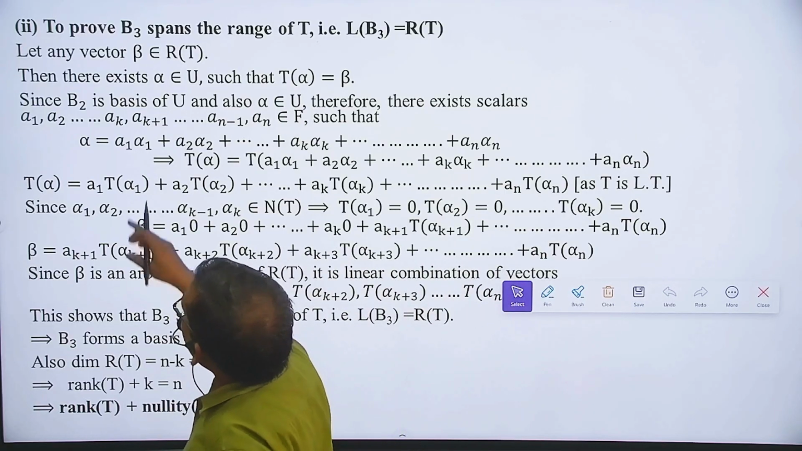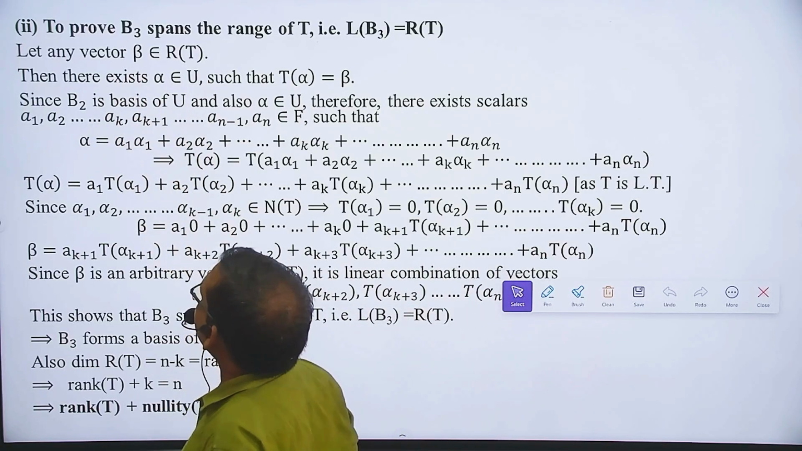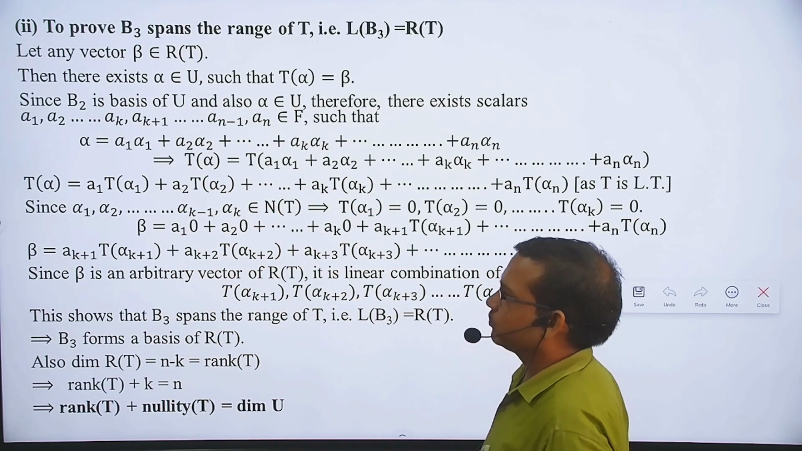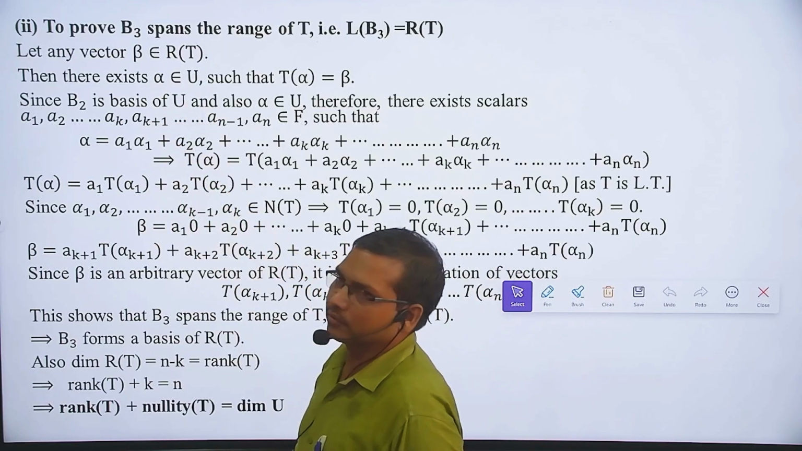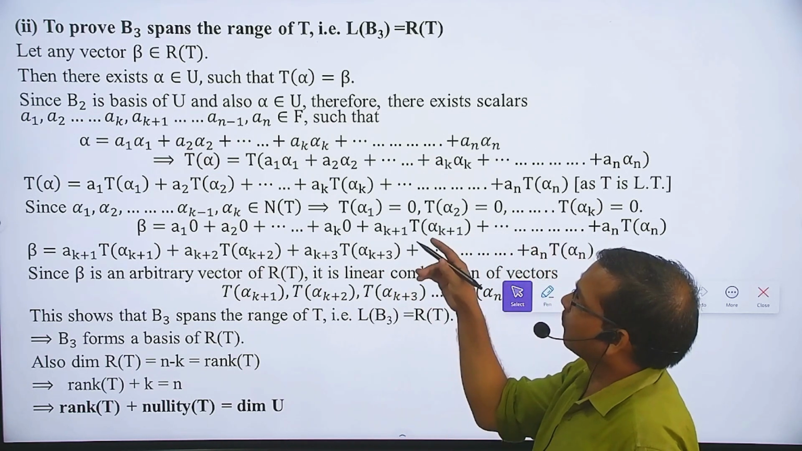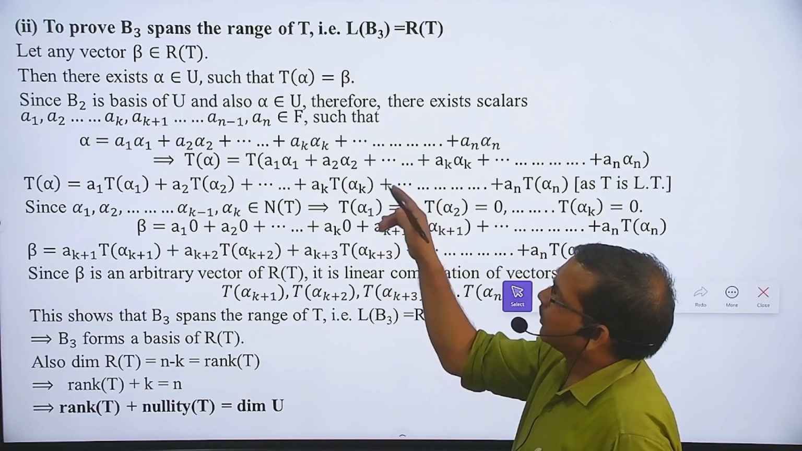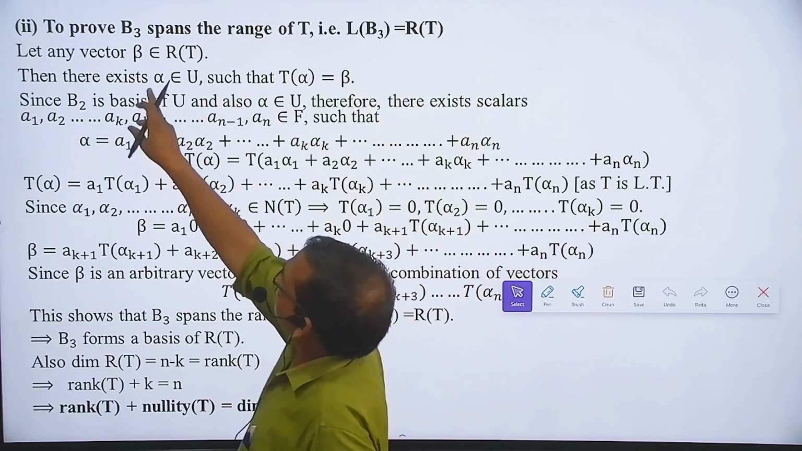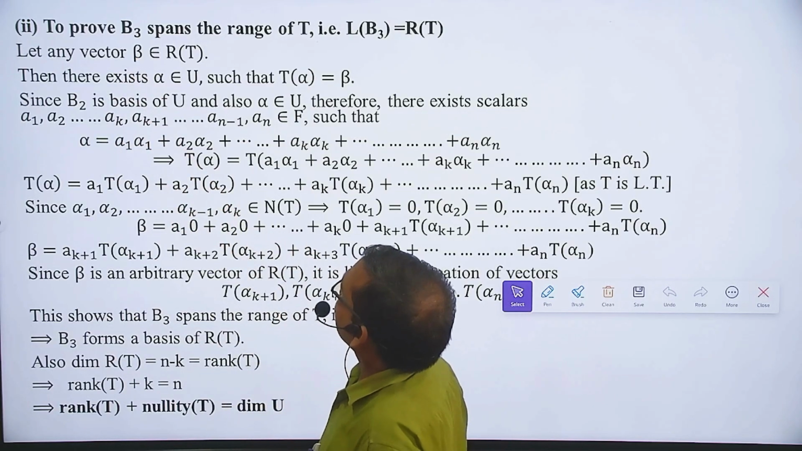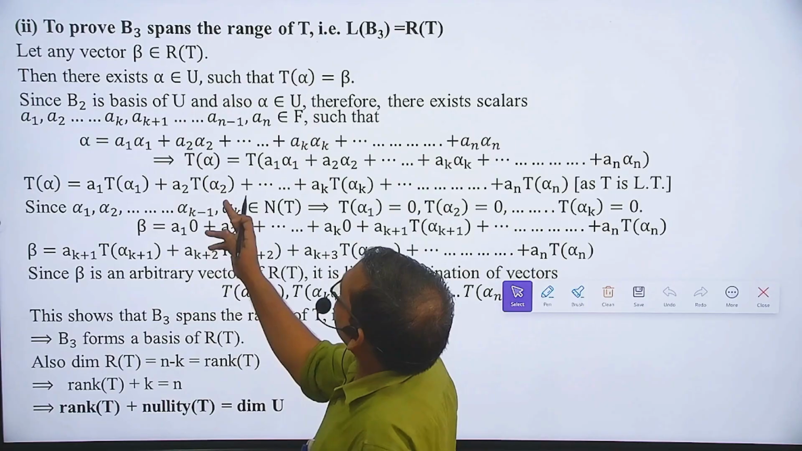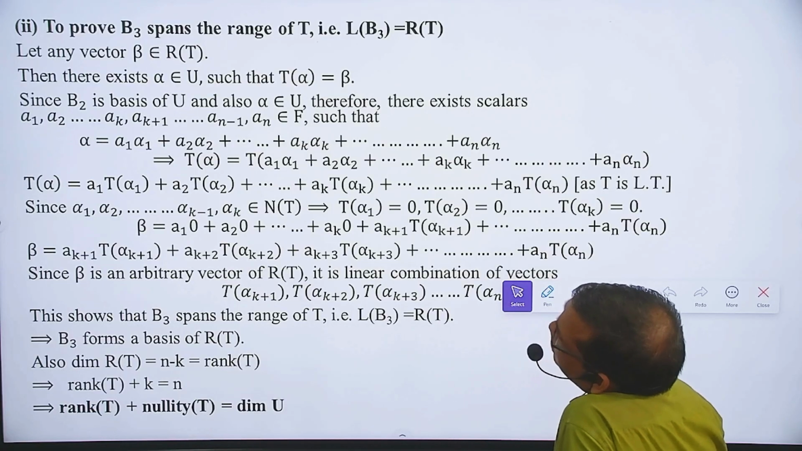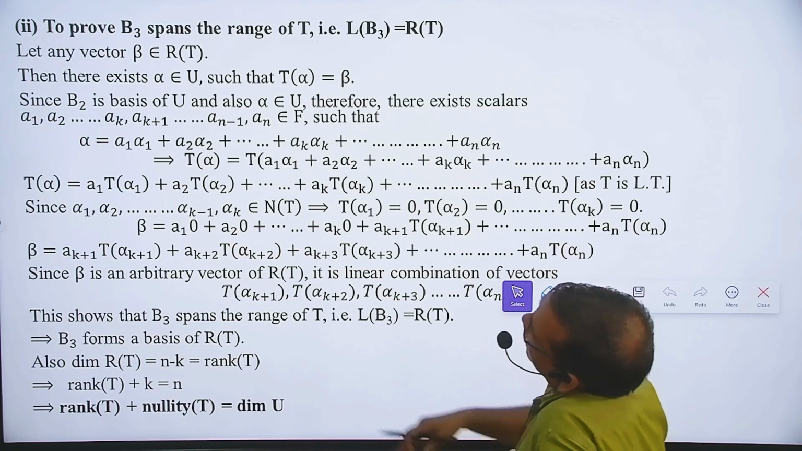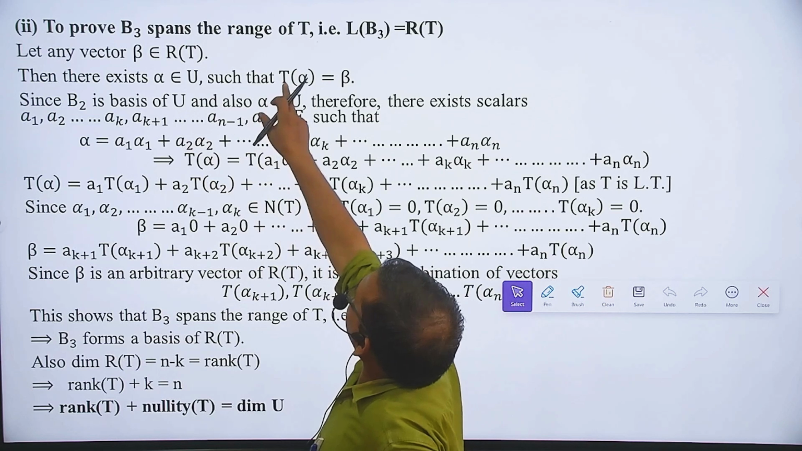For this, if we take any element beta belonging to R(T), then there exists alpha belonging to U. It means that corresponding to any vector beta in the range space, there is another vector alpha in the domain U such that T alpha is equal to beta.